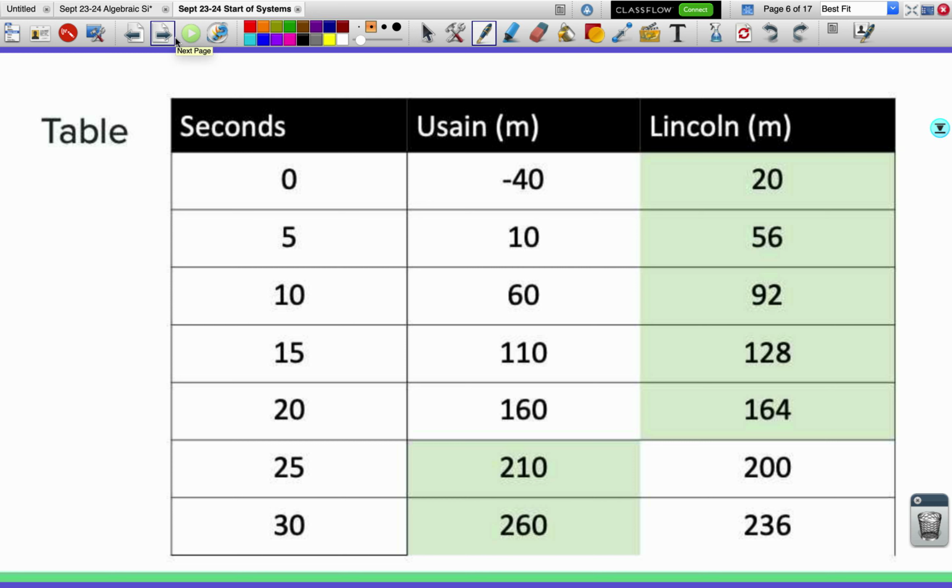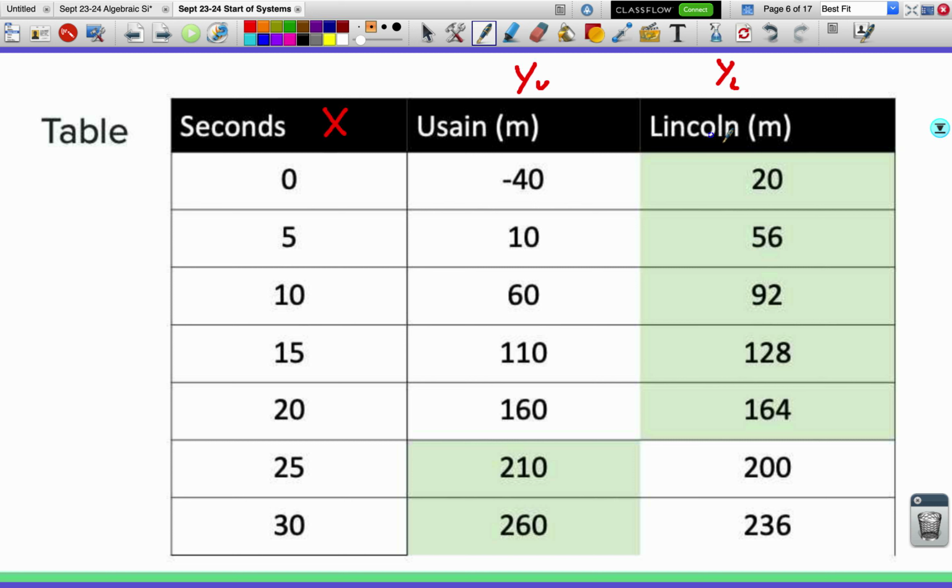All right, another way that makes sense to me to organize this information would be in a table, and with a table we can start answering some of those questions. So what I'm doing to create this table is I'm plugging in different x values for seconds and then recording the different y values. So this is y sub u, this is y sub l. I've also highlighted who is further down the track at different times.